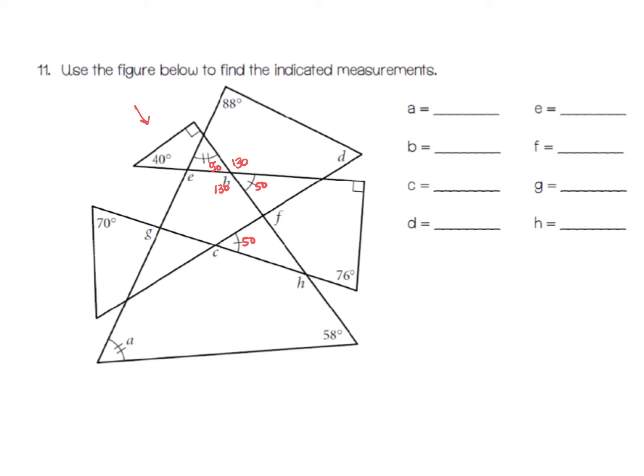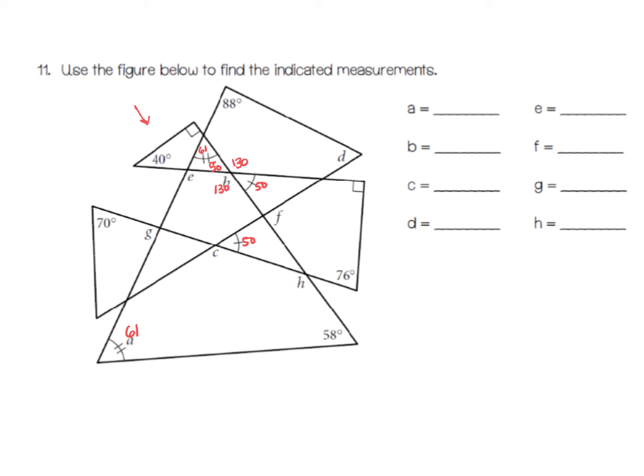Okay, next, I see this big triangle right here. It has two angles that are congruent, and I have the third angle. So 180 minus 58, split it equally among the two angles, and we get A is 61, which makes this angle here 61.